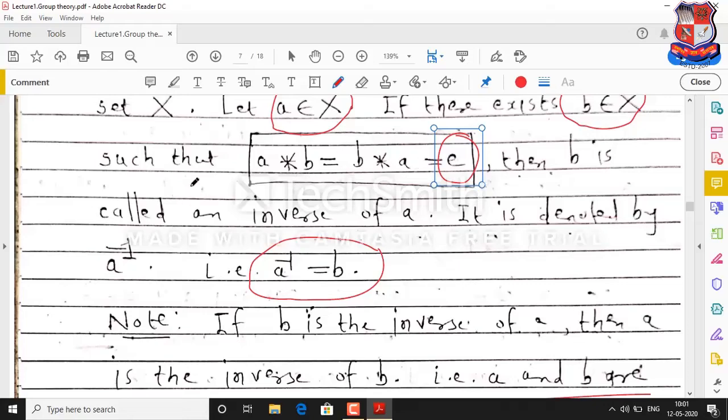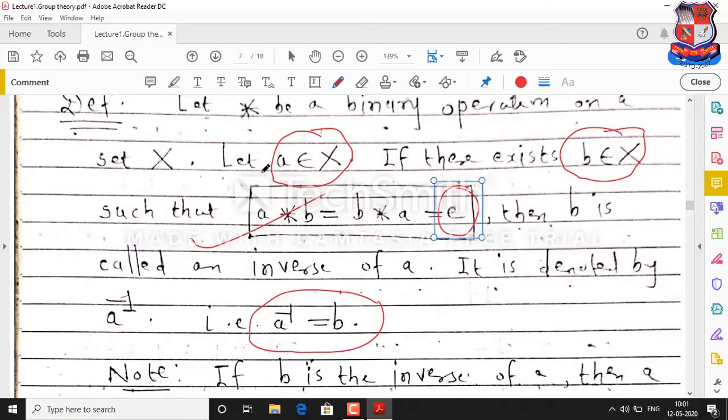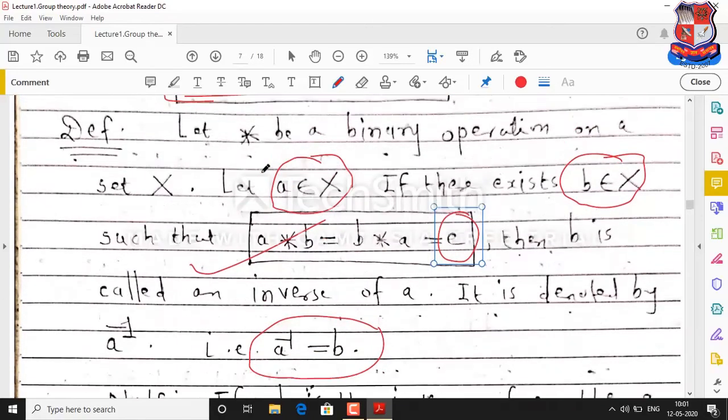Okay, remember this property. If you want to check whether given element has an inverse with respect to given operation, then we will go in this way. First we assume that suppose A has inverse B, then using this we are able to find out what is the value of B.